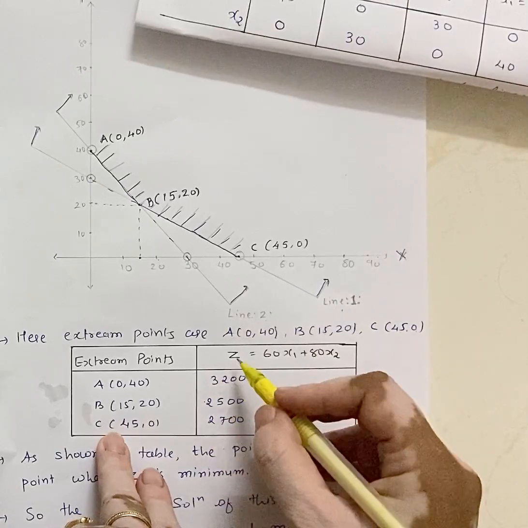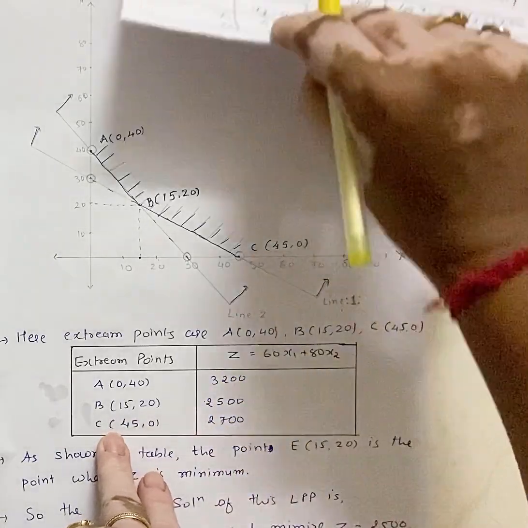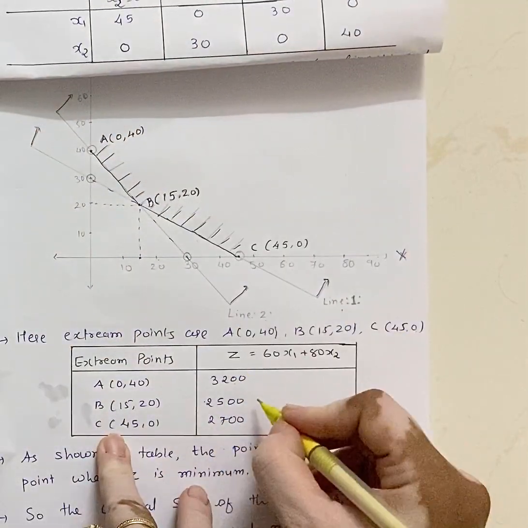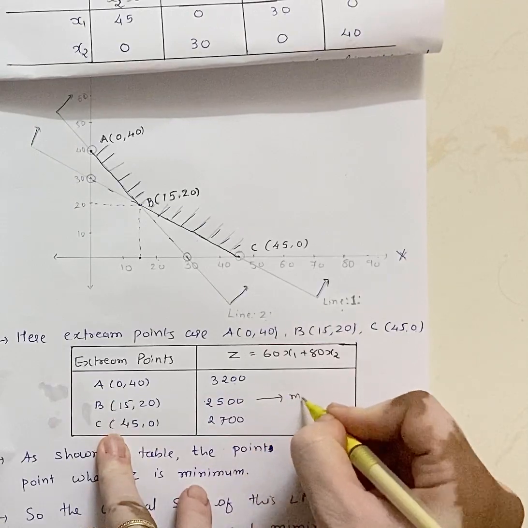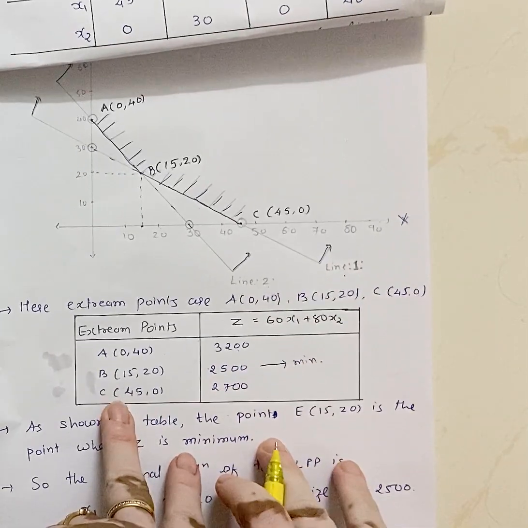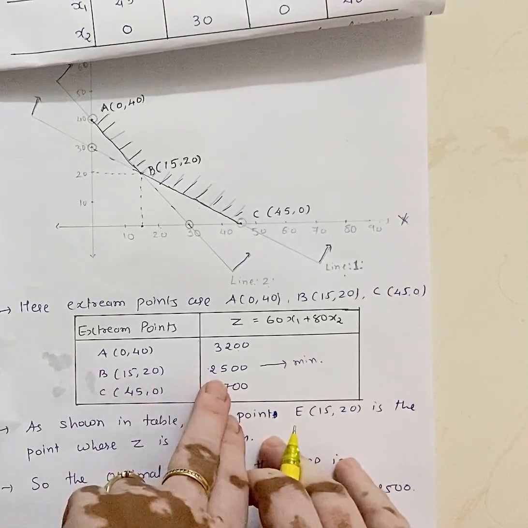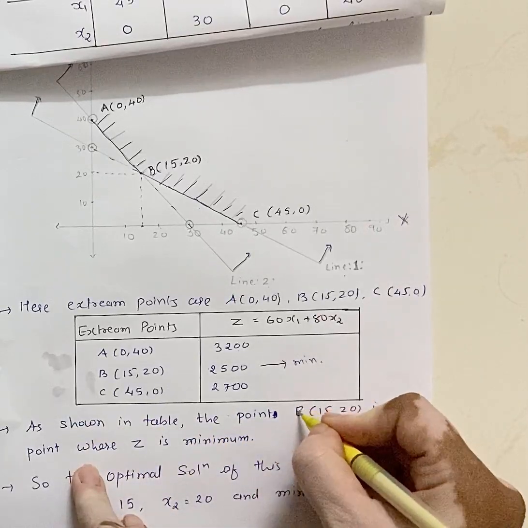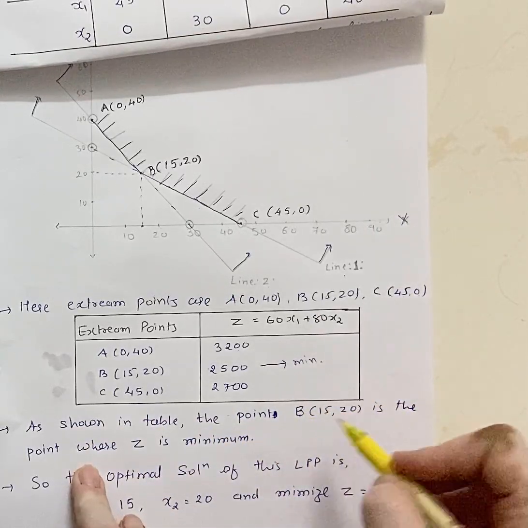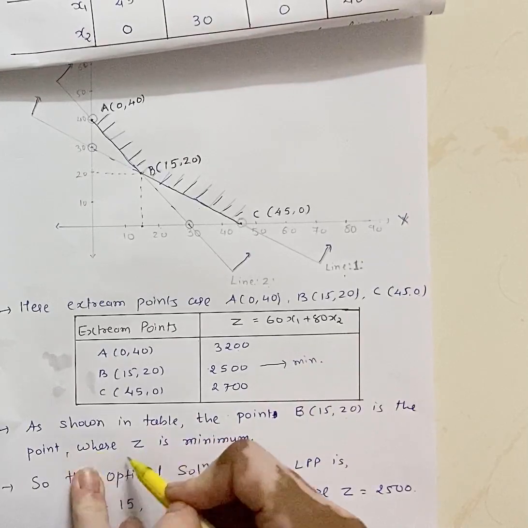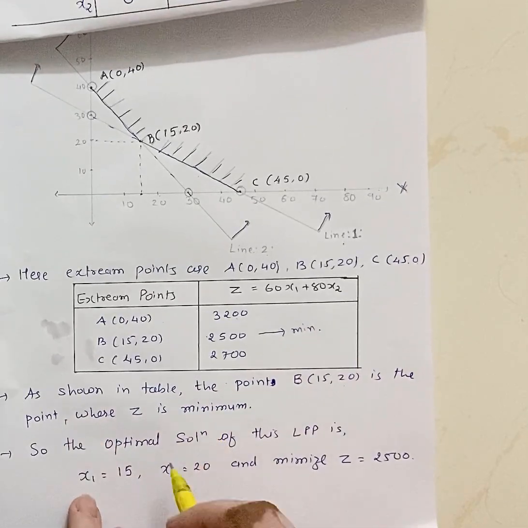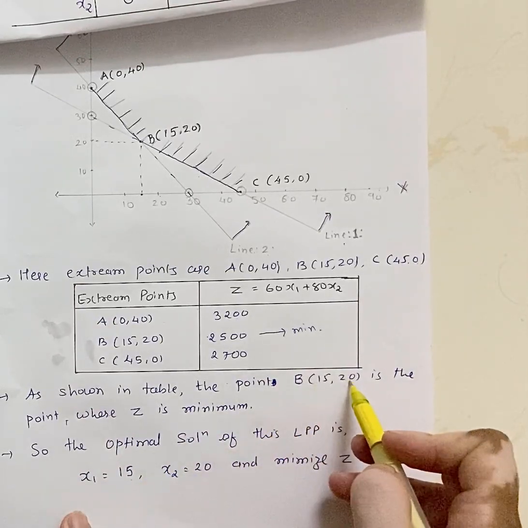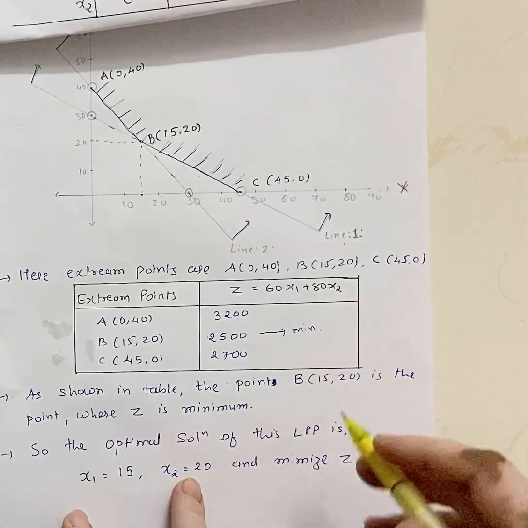This is the minimization type problem. We minimize Z, so you have to find the minimum value. The minimum is 2500, so this is your actual point. As shown in the table, the point B, 15, 20, is the point where Z is minimum. So the optimal solution of this LPP is x1 equal to 15, x2 equal to 20, and minimum Z is equal to 2500.